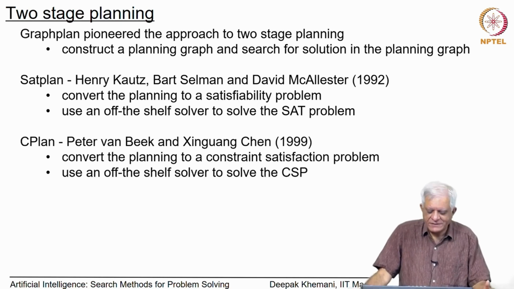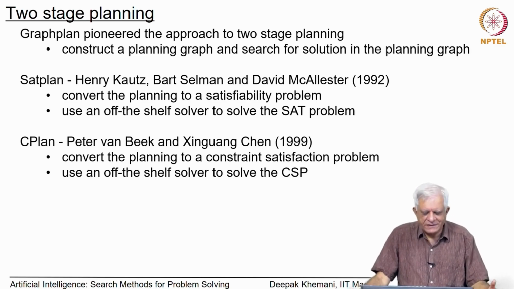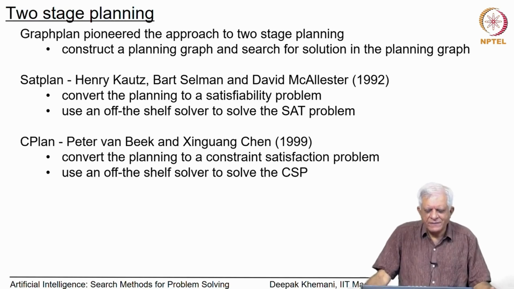C plan was similar. It converted the planning problem into what we call a constraint satisfaction problem. We have not so far studied constraint satisfaction problems in this course, but we will do a quick study towards the end, for the sake of completeness, because constraint satisfaction problems are also in their own right very interesting independent approach to general problem solving. We will study a little bit of it towards the end of this course.